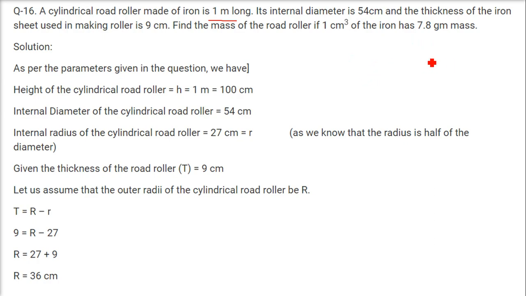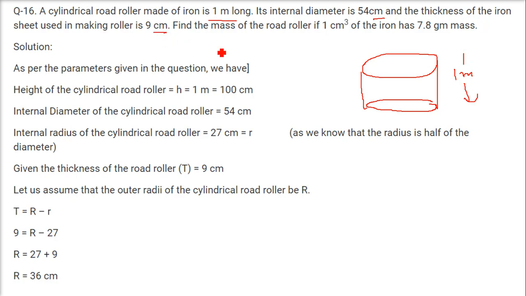So here we have a road roller. We assume it to be cylindrical in shape. Now the cylindrical road roller made up of iron is this much long, so it is 1 meter long. And since the others are in centimeter, we will convert it into centimeters. 1 meter is 1 into 100, that is 1 meter is 100 centimeters, so it will be 100 centimeter. So this will be 100 centimeter height. Then the internal diameter is 54, so the internal radius will be what?